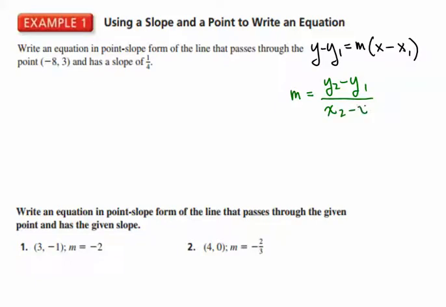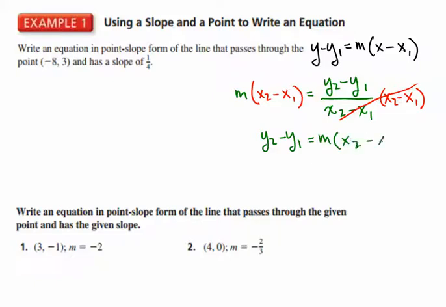So if we started with m is equal to y2 minus y1 over x2 minus x1, and then we were to multiply both sides by this denominator, x2 minus x1, and then canceled the denominator on the right side, we would have ended up with something that looks like this: y2 minus y1 is equal to m times x2 minus x1.